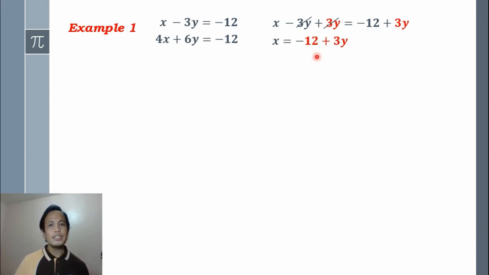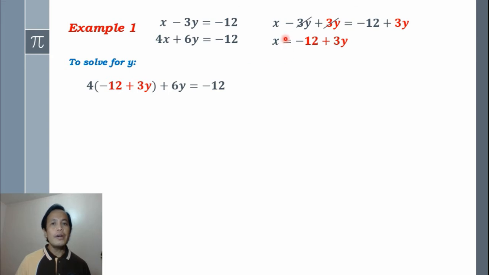The purpose here is that we will be substituting this initial value of x in terms of y to equation 2. That is to solve for the value of y. We will substitute this initial value to equation 2 because this is taken from equation 1. So to proceed, to solve for y, our initial value for x in terms of y is negative 12 plus 3y.